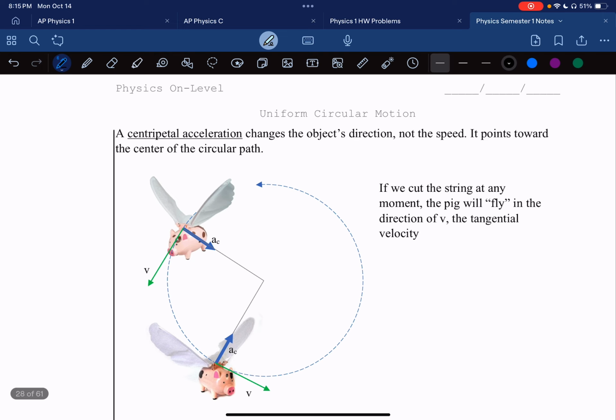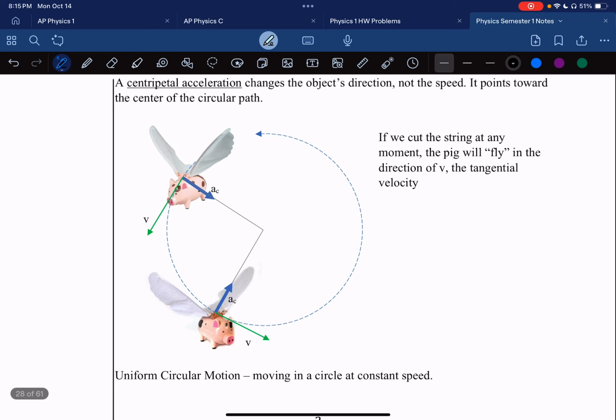And if you were to remove this centripetal acceleration, in other words, if you cut that string, then the pig will fly. It's going to, at least momentarily, until it hits the ground, fly in a straight line. If we look at it from above, that's how it will move. It'll move in that direction. If we cut the string here, it'll go in this direction until it hits the ground. But that's just the pig.